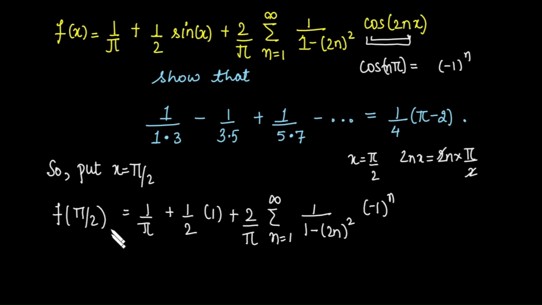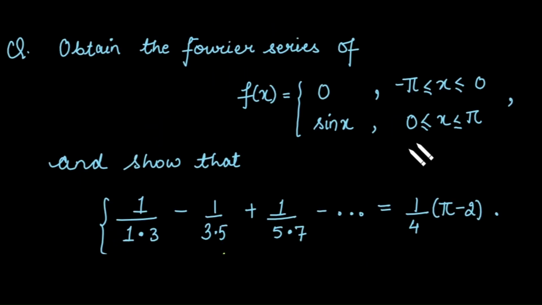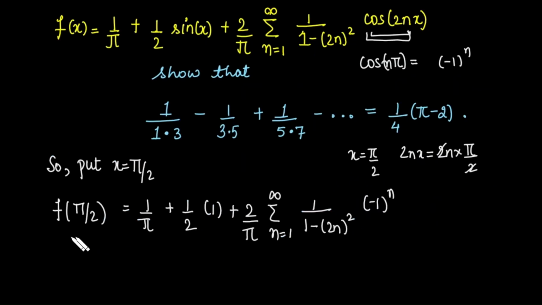Now the point is, what is the function value at pi by 2? For that we will deal with the original function. So where does pi by 2 lie? Pi by 2 lies in this range, and in this range the function is defined as sin x. So for x is equal to pi by 2, the function value is sin pi by 2, and that is equal to 1. So substituting the function, sin at x is equal to pi by 2 is equal to 1 by pi plus 1 by 2 plus 2 by pi.